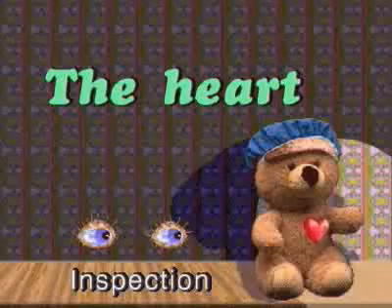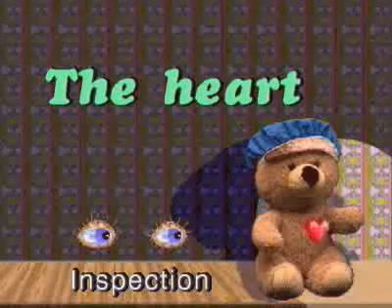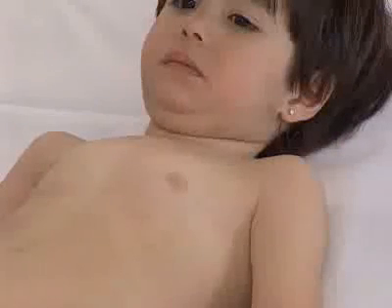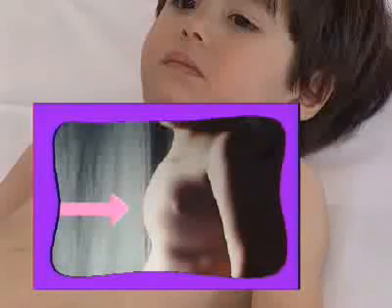Every examination of the heart begins by inspecting the thorax. Thoracic asymmetries must be noted. The chest may sometimes show a bulge over the heart which indicates cardiomegaly.